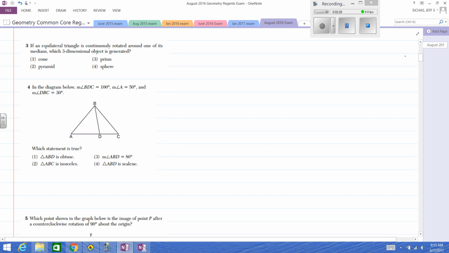All right, number 3. This is something we just covered recently. An equilateral triangle continuously rotated around one of its medians. All the sides are the same, so it probably doesn't make any difference. The median is going to hit the midpoint right here. Now, if we rotate it around there, we are going to produce a cone, that 3D shape. The base is going to turn into a circle, and it comes up to a single point. So, yes, we're looking at a cone.